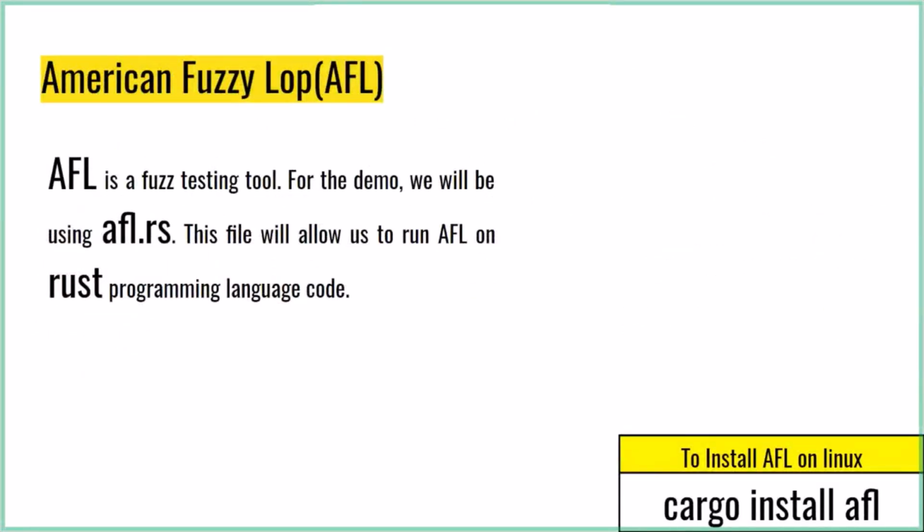We chose to use American Fuzzy Lop for our demo. In particular, we will be using afl.rs. To install AFL, you can execute the command cargo install afl in Linux.